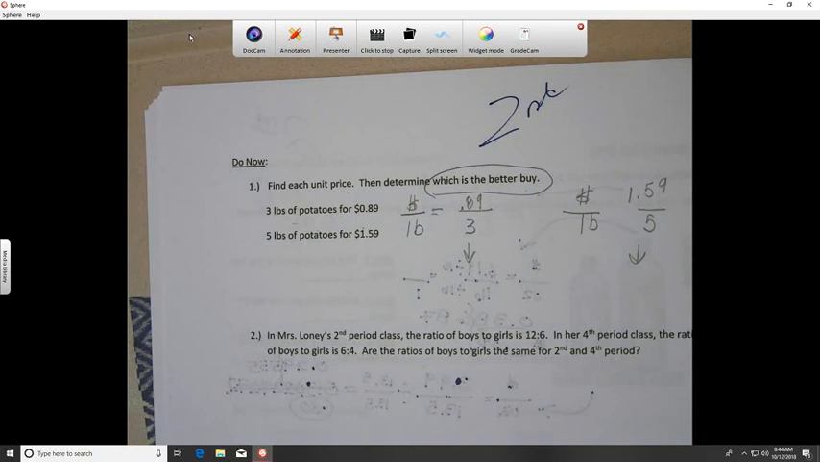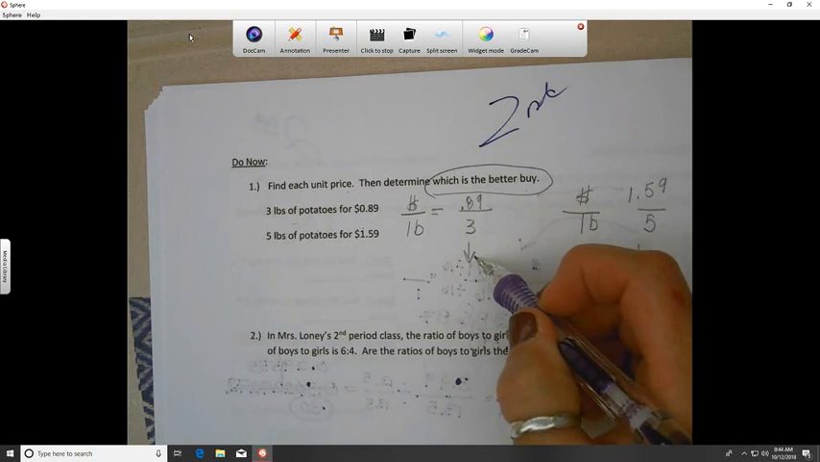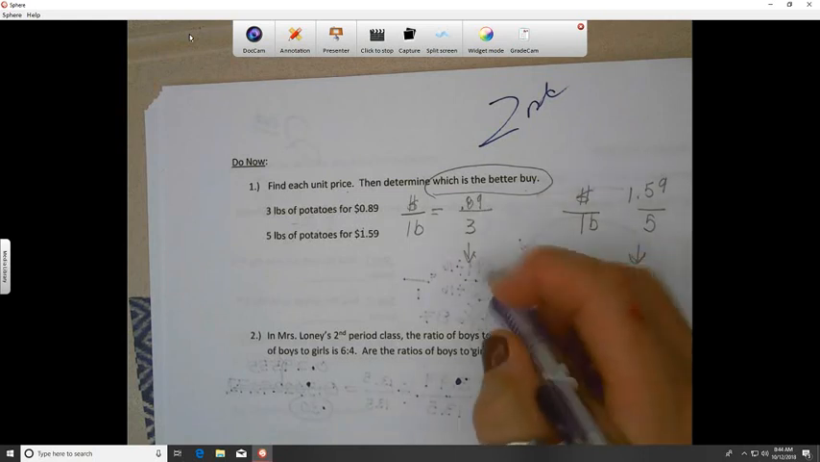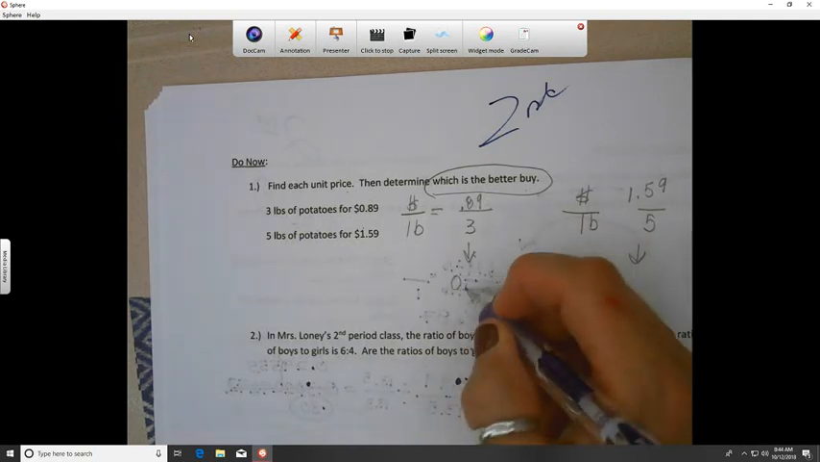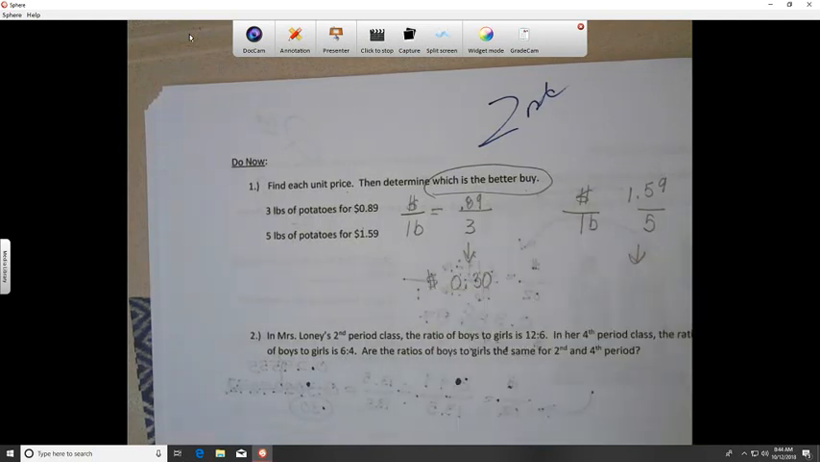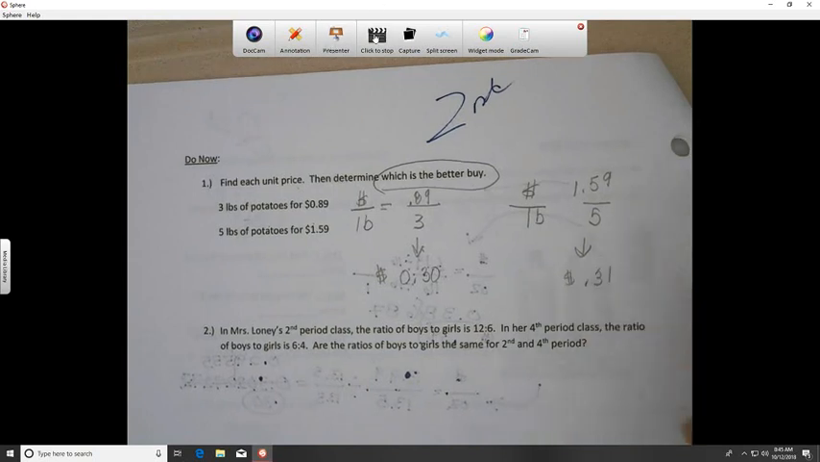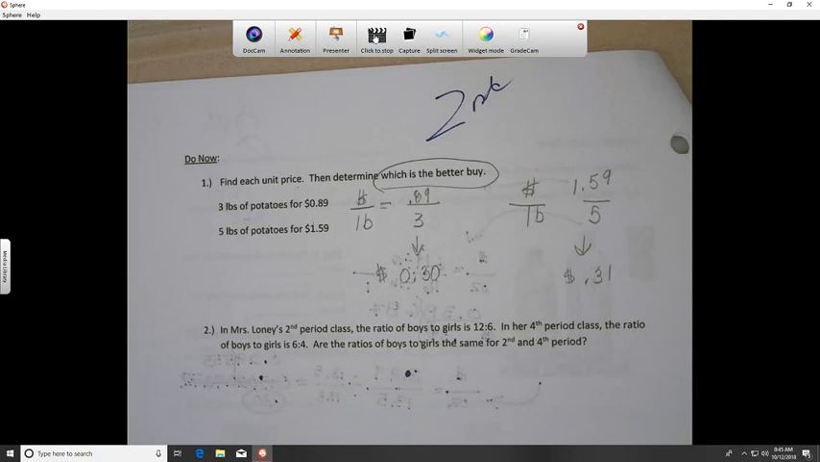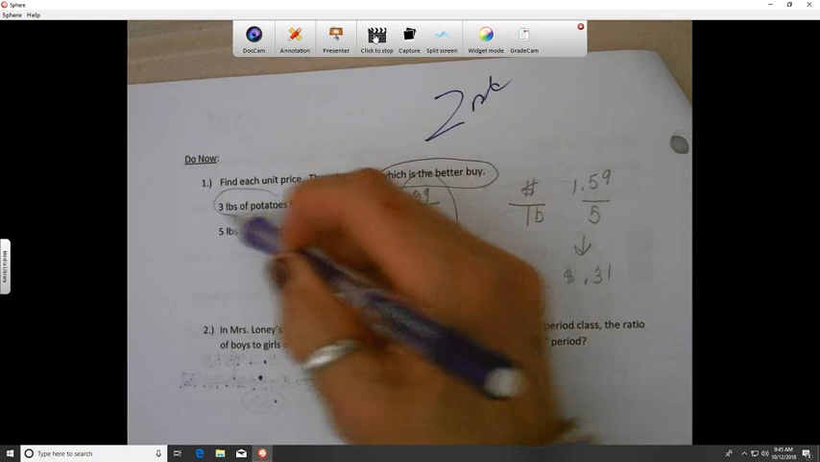So sitting there is not okay. Annetta? Did you do this one first? What did you get, honey? How much? Okay. And how about this one? $1.15. Now, 31 cents. It's just a penny, but pennies add up. So which is the better buy? This one. Which is this one? Okay?